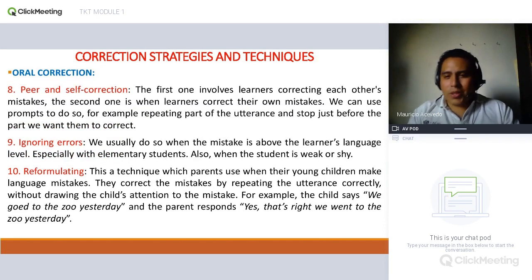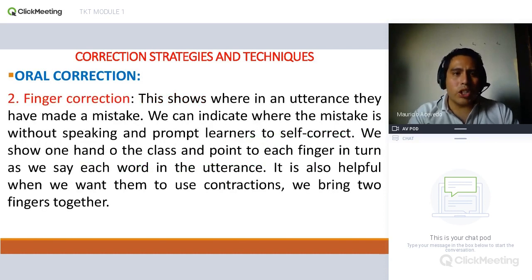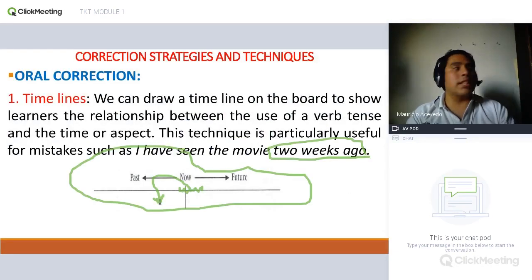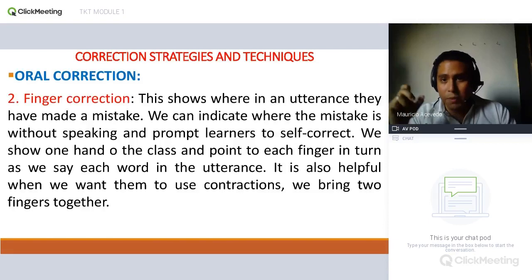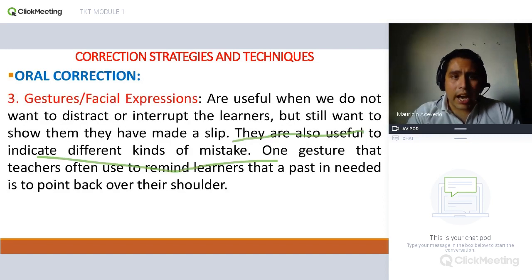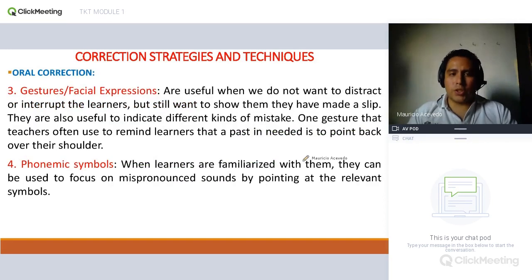Okay, so we're almost done. We're missing four more. Remember, so far we have looked at these ones. We have looked at the first one, which is timelines, especially for sentences and utterances. We have already checked finger correction. Remember, it's very common to use the fingers, to use the hands to explain, to correct. We have also checked gestures and facial expressions. This is number three.